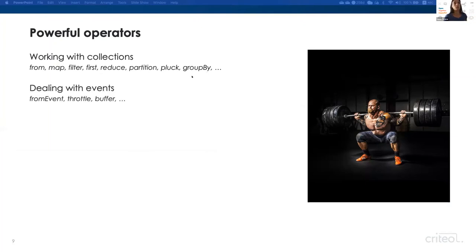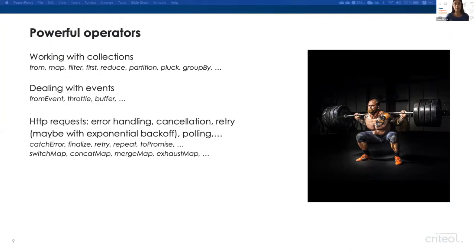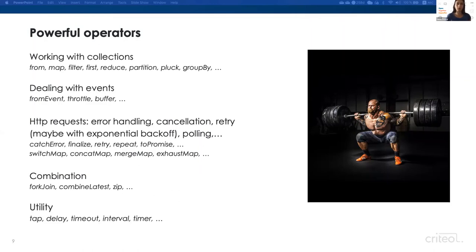Then we have some which are more specific to events. So we can create an event, for example, from user clicks. We can use throttle, buffering. We can do lots of stuff with HTTP requests. We have easy error handling, cancellation, retries, which are more easily done than with promises. You can do an exponential backoff if you want, polling. We have a lot of operators for combination and a lot of other utility operators, like tap, which was also in Bluebird, which does not change the stream and is usually used for logging, for example.